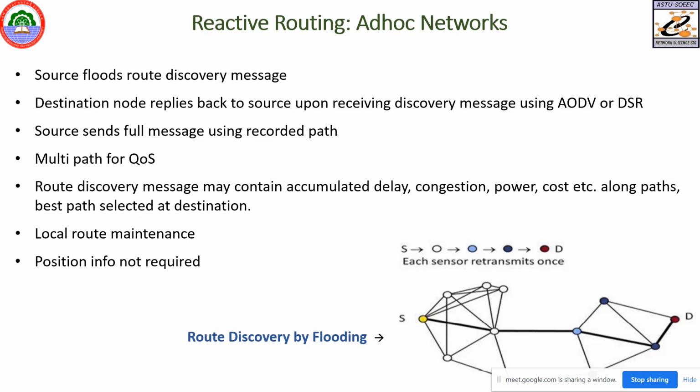This is what we discussed in multi-hop communication. And when we go to the reactive networks, as we know, there are two categories of routing techniques. One is called reactive and the second one is called proactive.